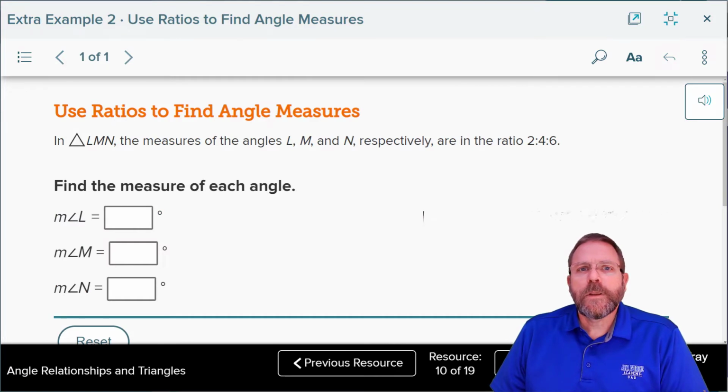Now, pause the video and work on this one, which has the measures of angles L, M, and N in a 2 to 4 to 6 ratio. That one's going to be interesting to do. Think about what it's telling you, and you should be able to figure this one out.